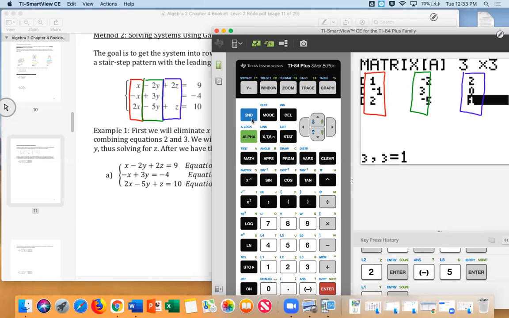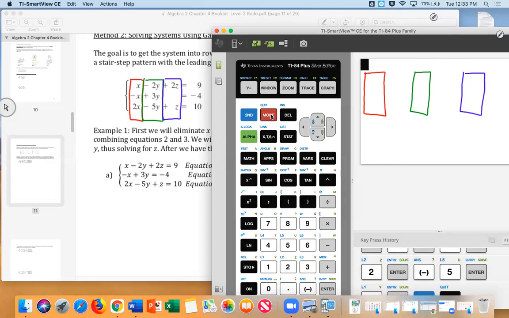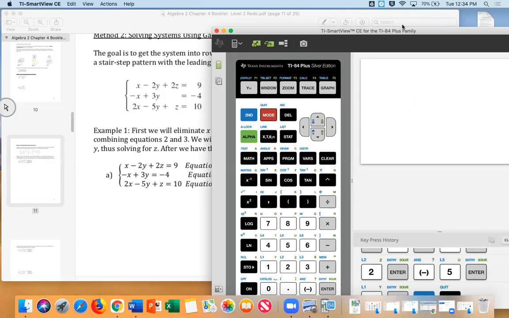Everybody go back to the home screen. So second mode. We're back here. How do you get back to the home screen? Second mode. Now, there's different ways to do this. I like my way, okay? Bradley teaches it a different way. I like my way. For whatever reason, it just makes more sense to me.